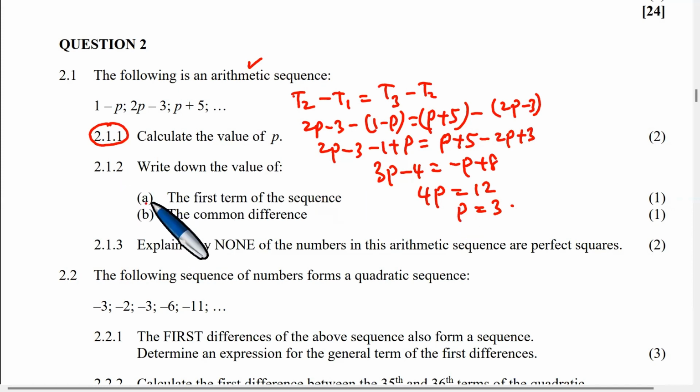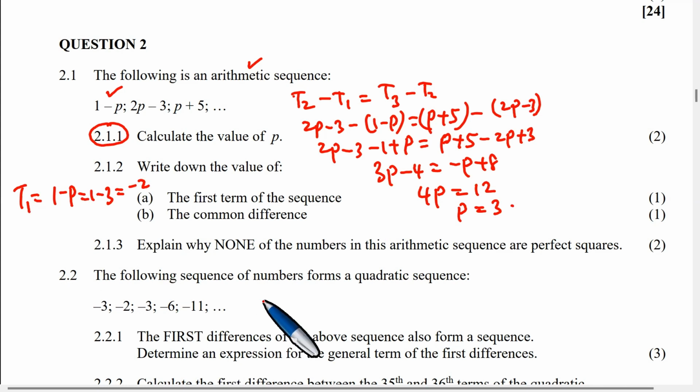Right, in 2.1.2a, write down the value of the first term of the sequence. Right, so I'm going to write the answer on this side. The first term of the sequence, just substitute. So the first term is going to be 1 minus p, which is 1 minus 3. What is 1 minus 3? 1 minus 3 is minus 2. And that surely is the first term of the sequence. And you can even write it like this, that it is term number 1 of the sequence.